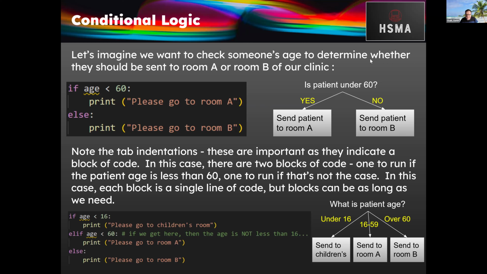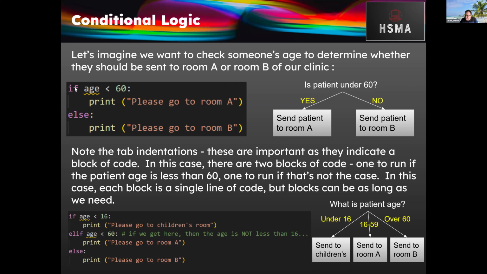So let's imagine we want to check someone's age and determine whether they should go to room A or B. And we're basically going to check, is the patient under 60? If they are, then we'll send them to room A. Otherwise, we'll send them to room B. Okay, this is how we would write that in Python.